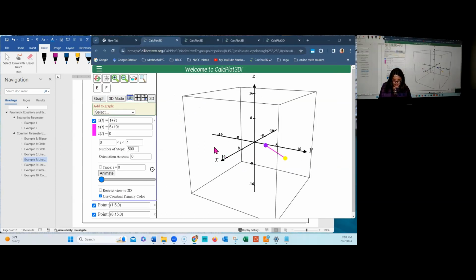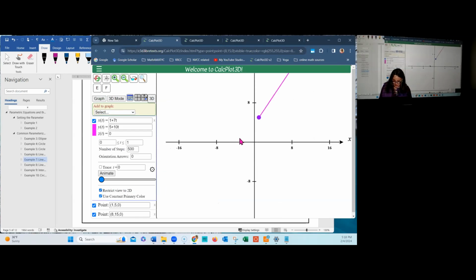Now let's go ahead and take a look at this one in two dimensions. I'll have to scroll down a little bit so we can see it. The yellow is not showing up quite as well, but it's right here. And notice the parameterization is set from 0 to 1. As we animate, it moves along the line from one point to the other, and that's parameterizing that single line segment.